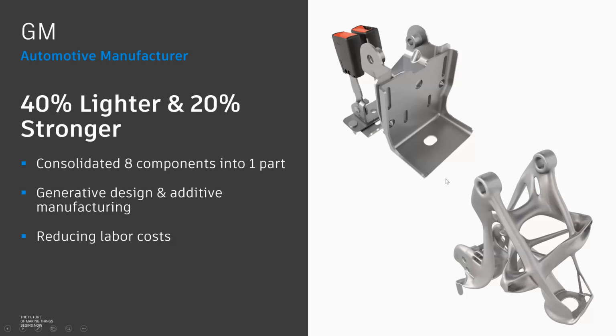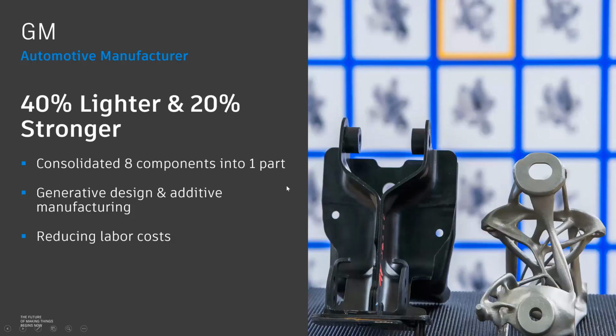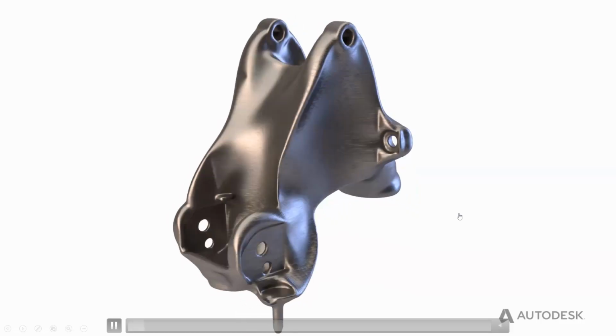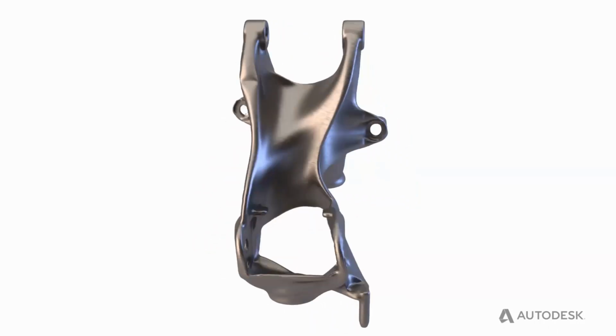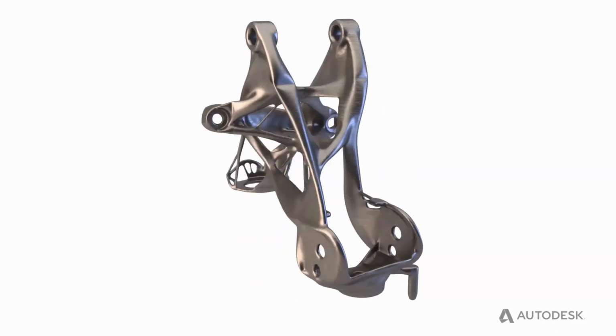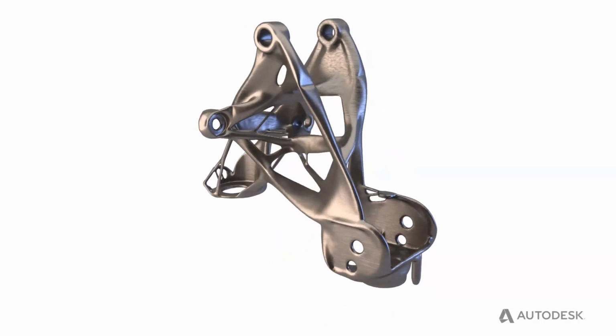So one of the sub-assemblies that they basically identified was the seat belt bracket, which is basically hidden below the seat. It consists of 8 components. This is how it looked, and after using generative design, they were able to come up with a shape which basically amalgamated 8 components into a single component with 40% reduction in weight. At the same time, it was 20% stronger than their original model.